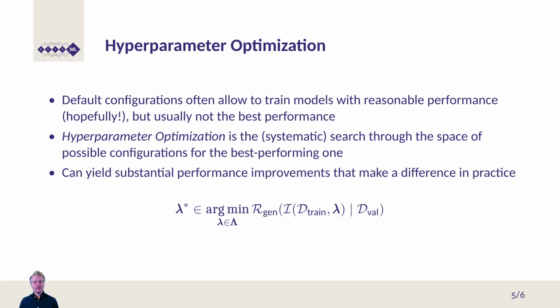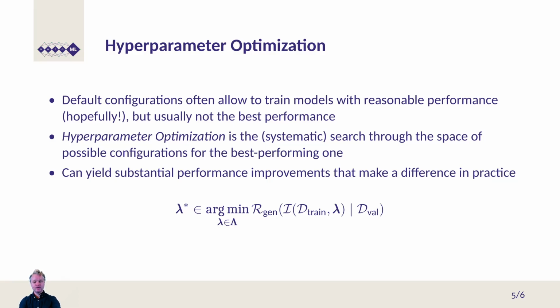So hyperparameter optimization is the search through the space of possible configurations, so through the space of possible values for all of my different hyperparameters, for the best performing one. Hopefully this is systematic so that we can do a good search and we can get a good result, and we will see a couple of examples of how to do this later on. This can yield substantial performance improvements, and it usually does make a difference in practice.